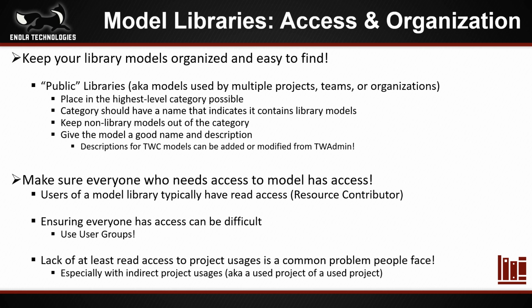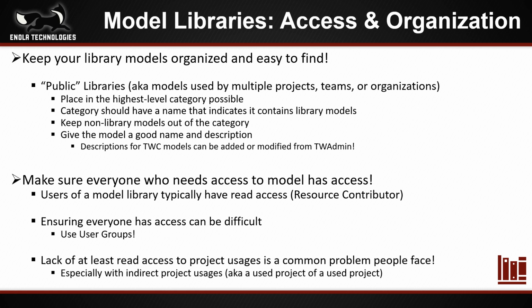The big takeaway here is keep your library models organized and easy to find. That's pretty common sense, but you'd be surprised at things I've seen in Teamwork Clouds. So your public libraries, those models that are going to be used across multiple projects, teams, organizations, should be placed in the highest level category possible. I'm not saying it has to be at a root level, but keep them high up so they're easy to find. They're not buried several categories deep. And the category name should indicate that it contains model libraries. So having common libraries as a category name is a pretty standard approach.